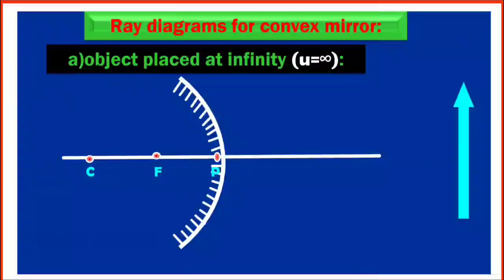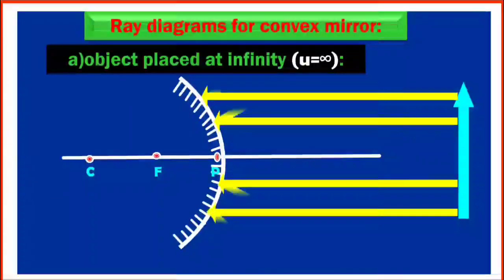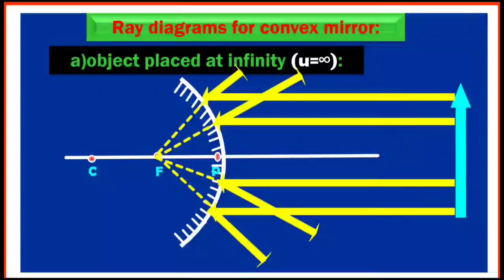When the object is placed at infinity, all the rays from the object are parallel to the principal axis. Here we can see the rays are parallel to the principal axis. After reflection, they appear to generate from the focal point. Here all the rays appear to diverge from the focal point. So, at the focal point, a virtual image is formed.